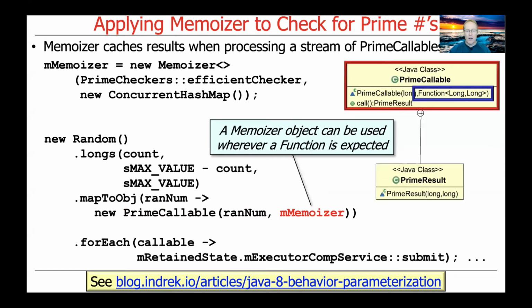And what's nice about this is we can pass in the Memoizer, which will either be the Memoizer or just a regular call to the PrimeChecker brute force checker or the efficient checker and so on. So we can parameterize whether we want to do memoization trivially without breaking anything else in our code.